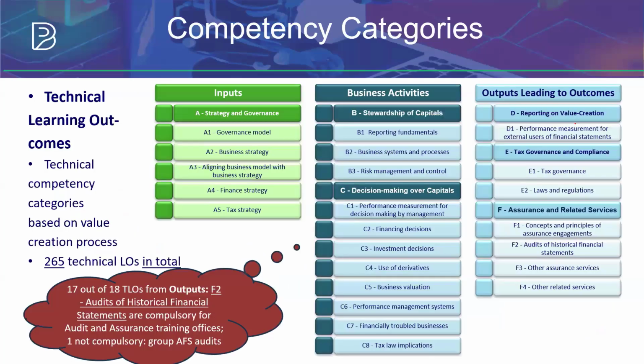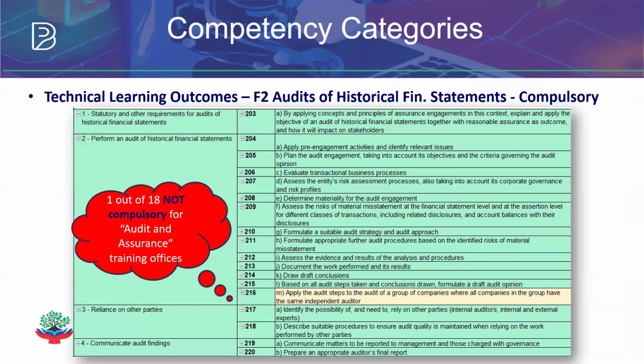So let's quickly take a look. You've got the inputs phase, business activities phase, and outputs. The 265 are split across these three. Now, the ones that become compulsory, if you are an audit and assurance training office, would be here under outputs, under F, assurance and related services, and then specifically F2. This is the compulsory set of technical learning outcomes if you are involved in audit and assurance. So to help you visualize, here is F2.